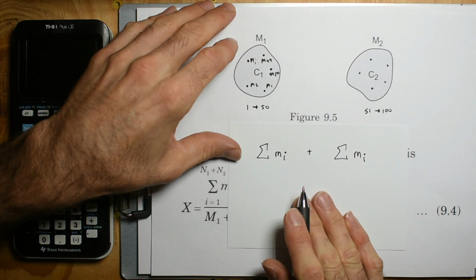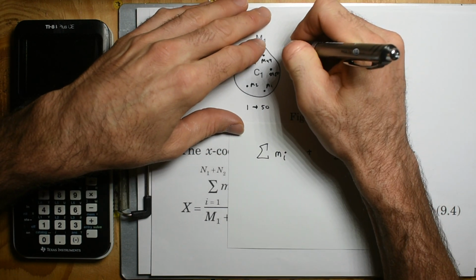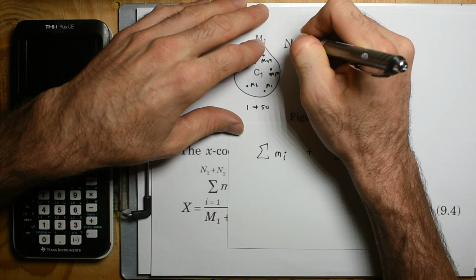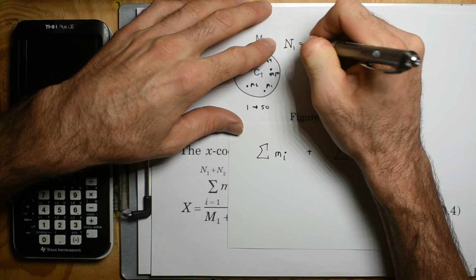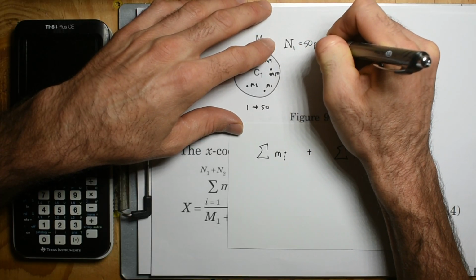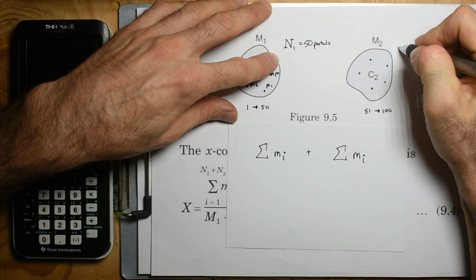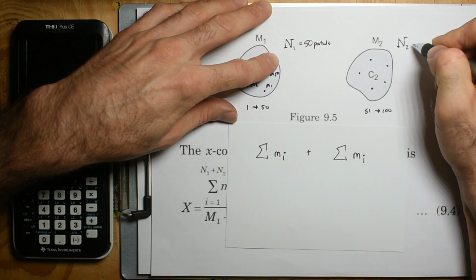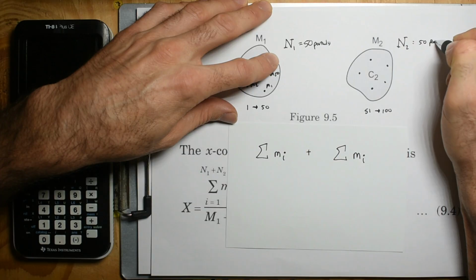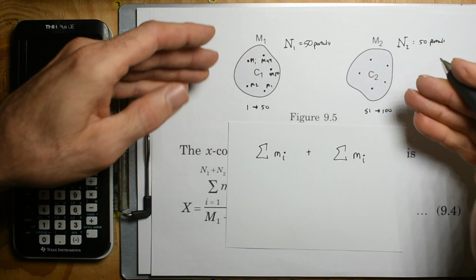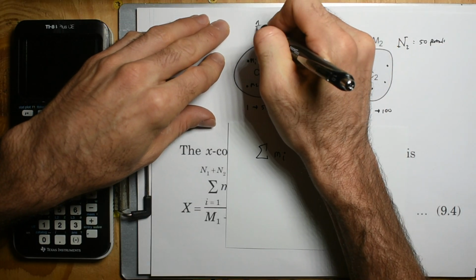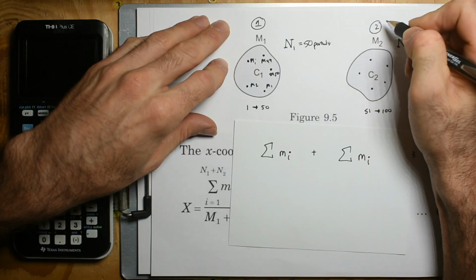In this they're going to say N1 is going to be 50 particles here, and then they're going to say N2. In this chunk, there's also 50 particles. So we have our two systems: we have 1, and then we have 2.